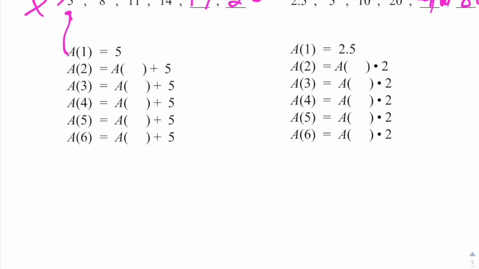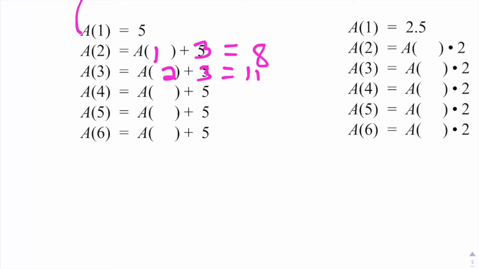So that means A2 is just A1. As you can see, I made a little mistake here. It should be A1 plus 3, which would give us 8. And then our A3 term, which is this term right here, is going to be our A2 term plus 3, which is going to give us 11.